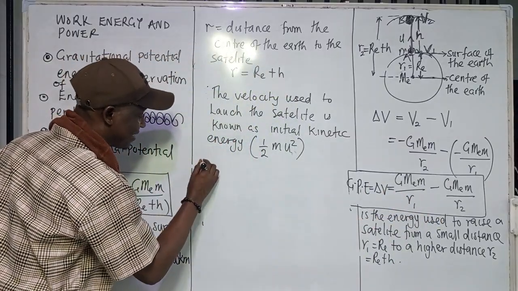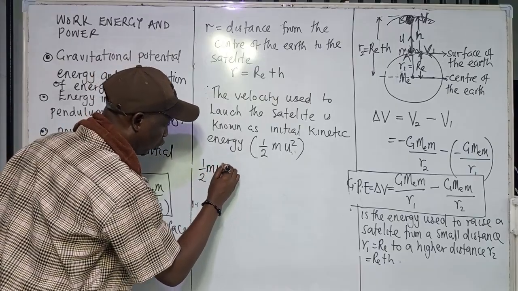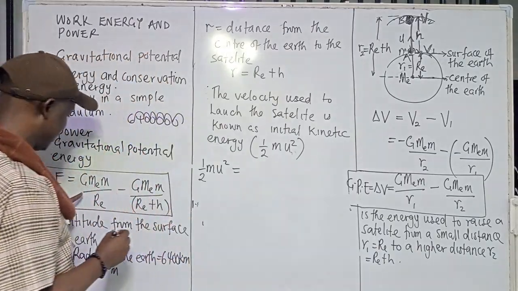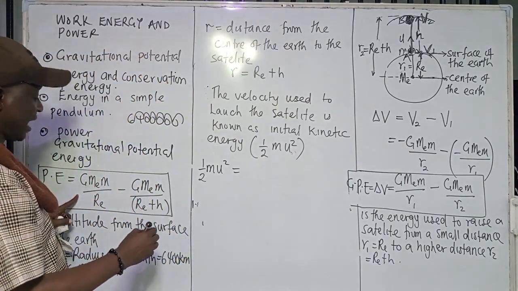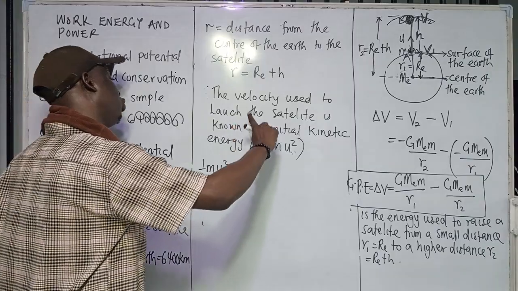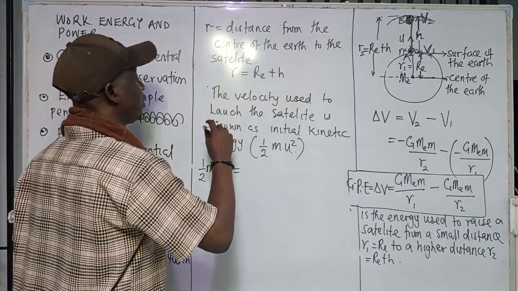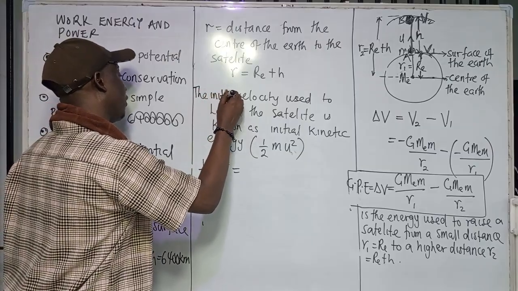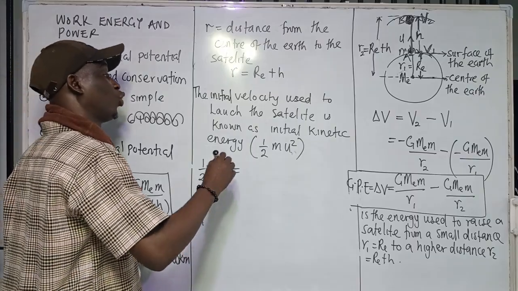So we can write it like this: half mv squared, that you use to launch it, is equal to this particular one, potential energy, which will raise it up. The velocity used to launch it, which is u, we call it the initial velocity used to launch a satellite.